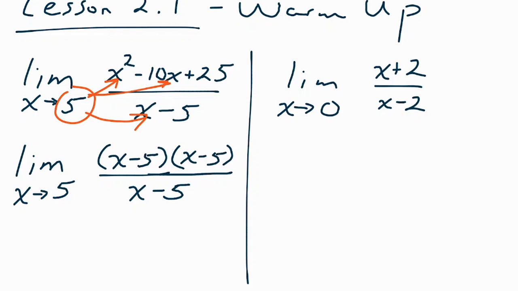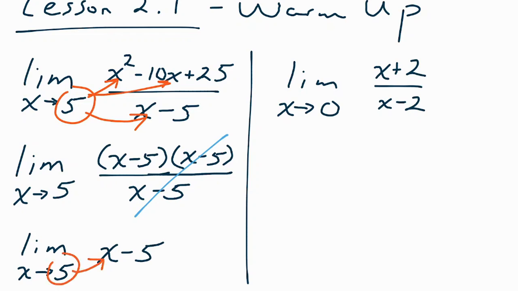Now, the cool thing about factoring is that we are able to cancel the 0 in the numerator and in the denominator. In other words, we're able to cancel the indeterminate. And we're only left with x minus 5. Well, you're now all clear to substitute. And of course, when you substitute, you get 5 minus 5, which is 0. That means that the limit as x approaches 5 of this function is 0.